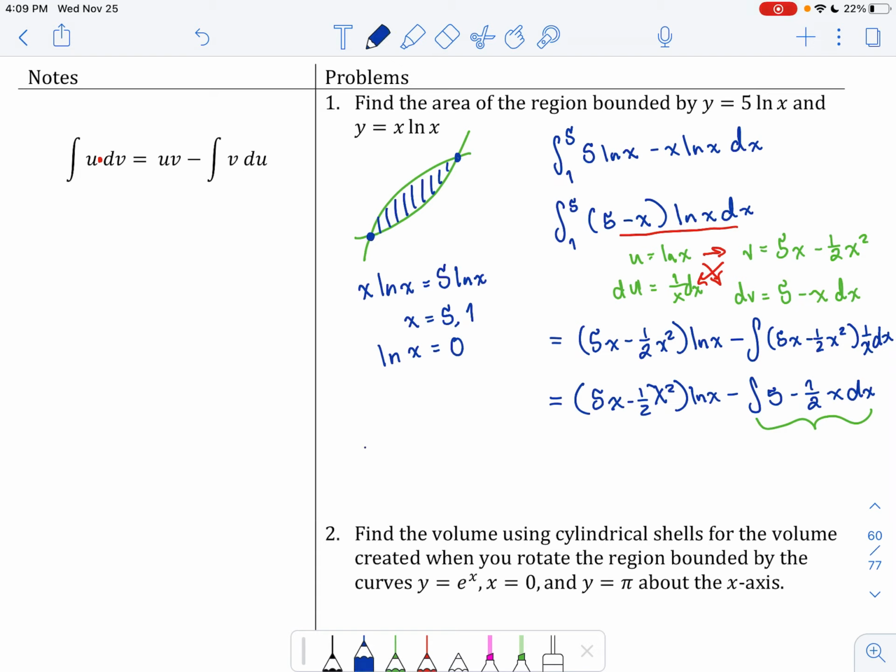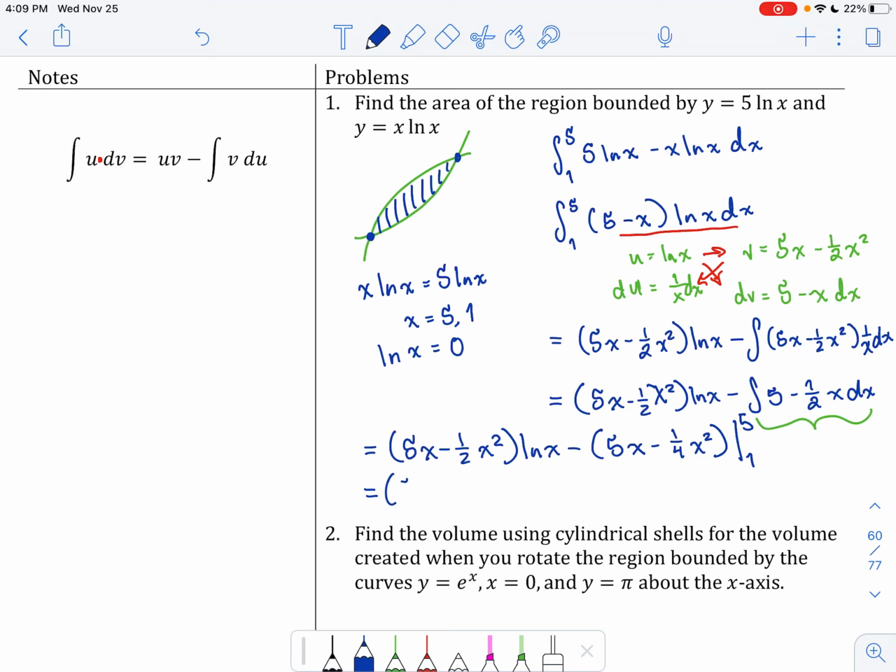So I'm going to bring it all the way down here so I have space enough to do some algebra and arithmetic. So 5x minus 1/2 x squared times ln of x minus 5x minus 1/4 x squared from, and this is where I'm going to put the 1 to 5. So you'll notice when we're using parts, we don't change the bounds. It's still 1 to 5.